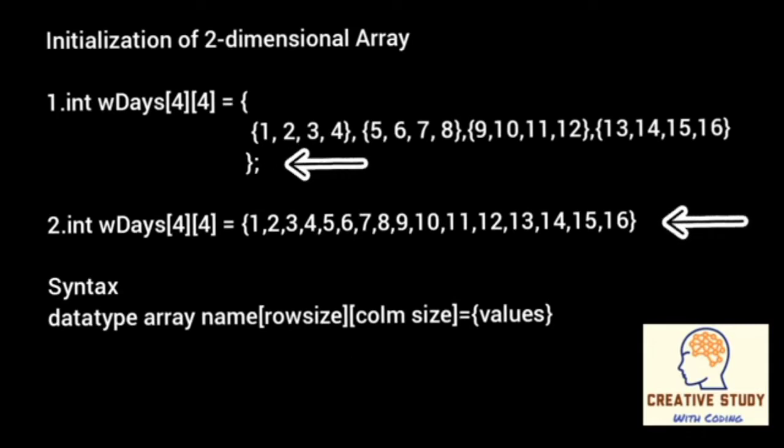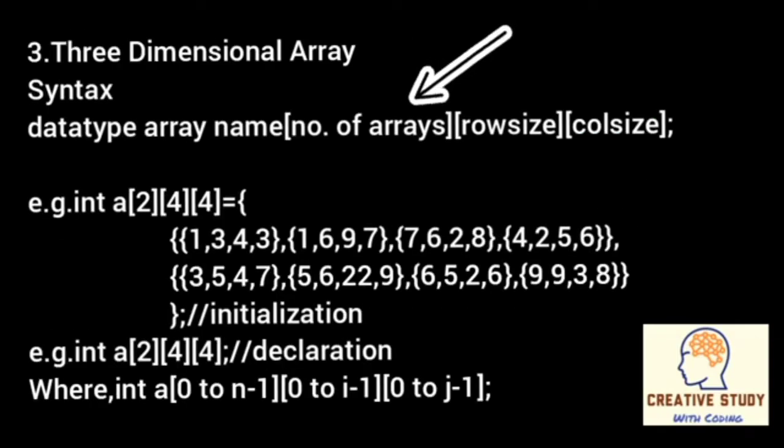There are two ways to initialize a two-dimensional array. Data type, array name, row size, column size equal to values in curly braces. Although both the initializations are valid, I recommend using the first method because you can visualize the rows and columns of the two-dimensional array easily. Now let's see the syntax of a three-dimensional array. Data type, array name, number of arrays, row size, column size. And in initialization of a three-dimensional array, we can increase the curly braces.